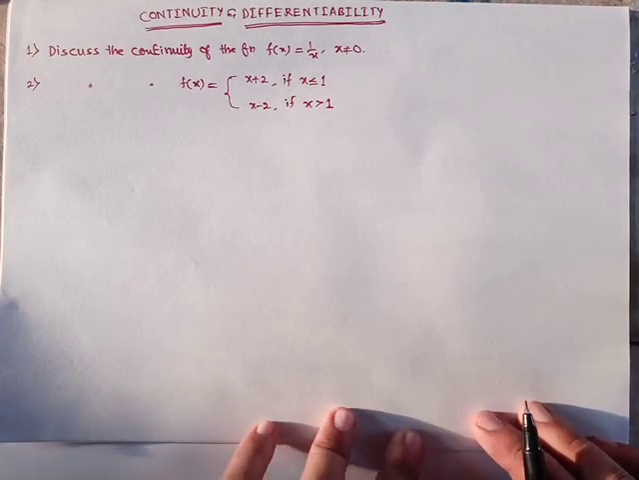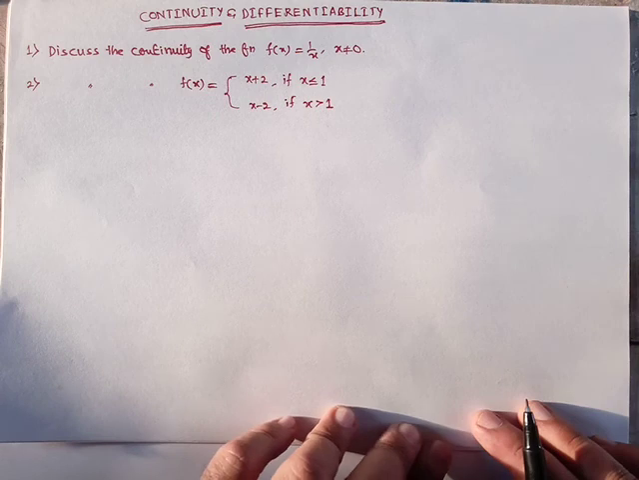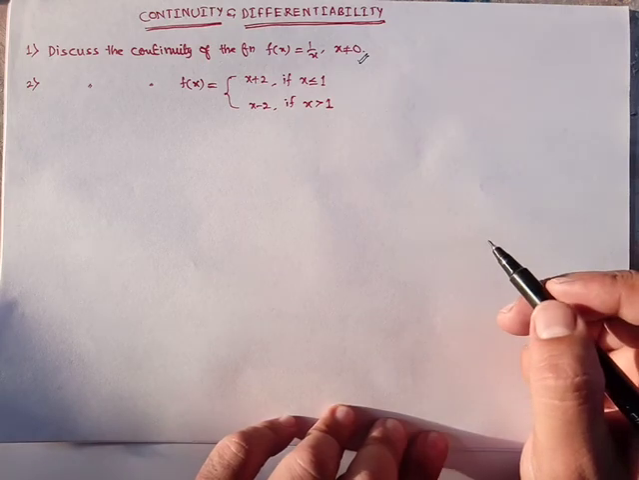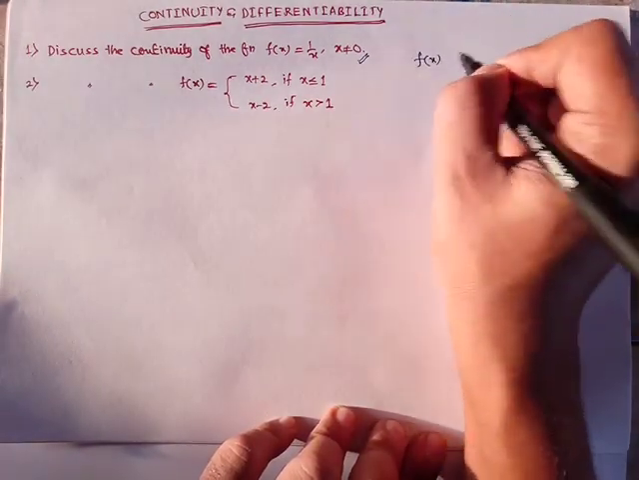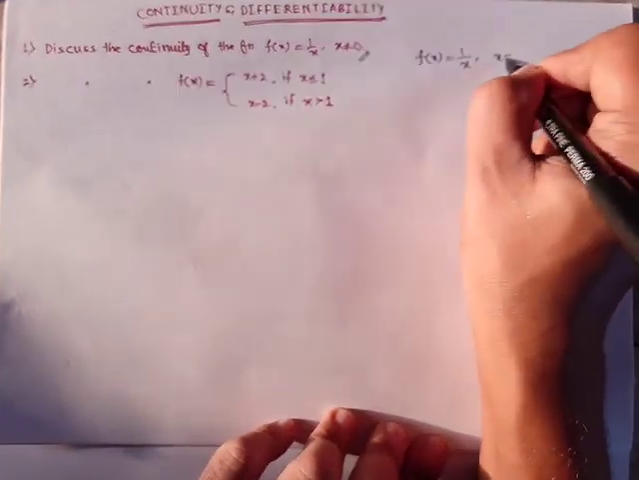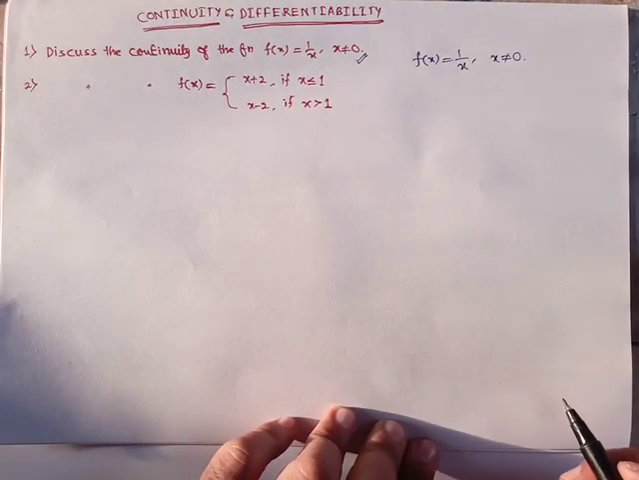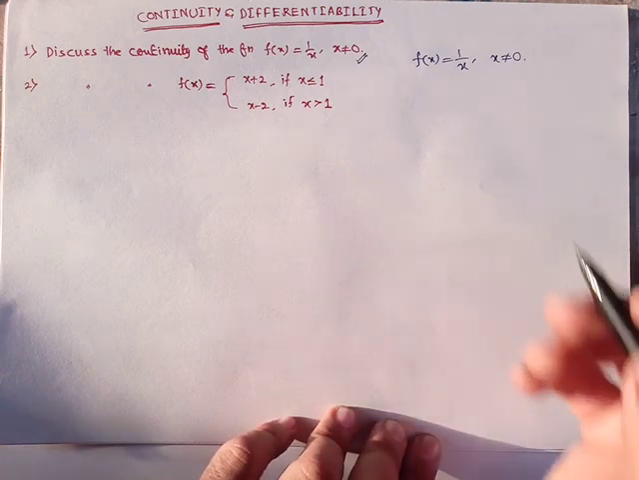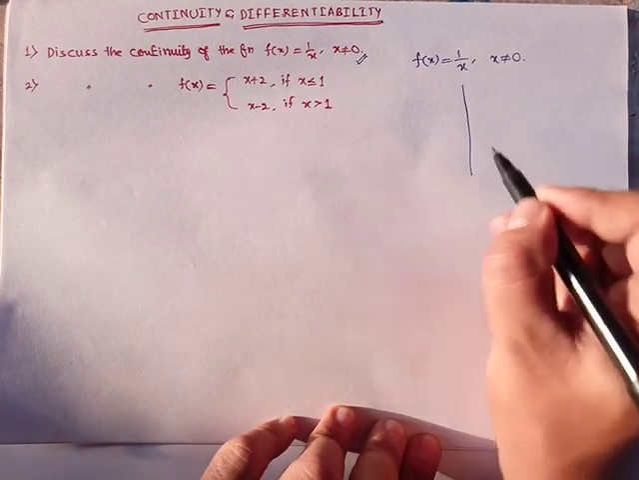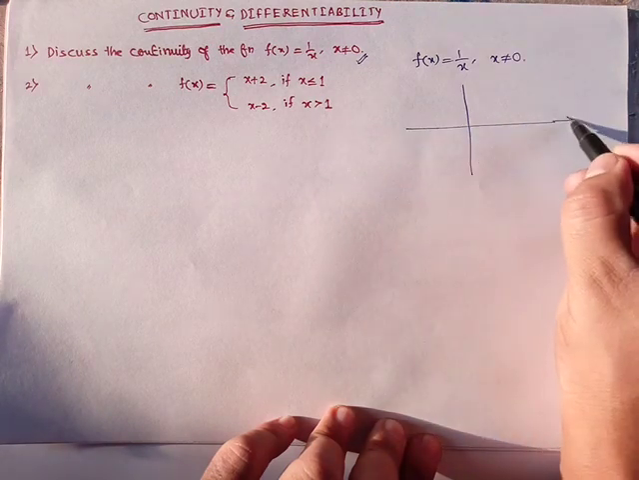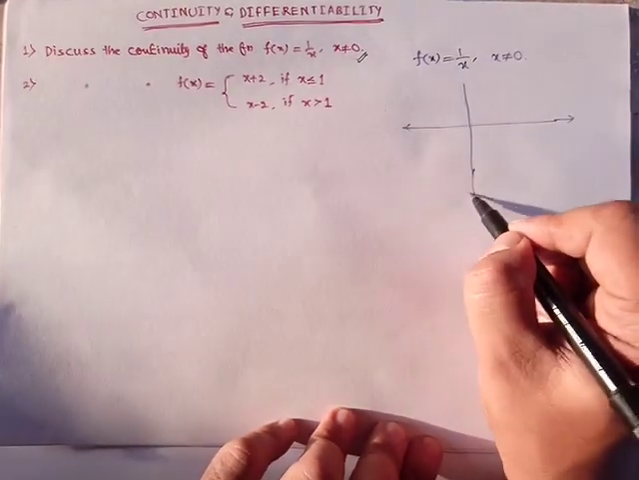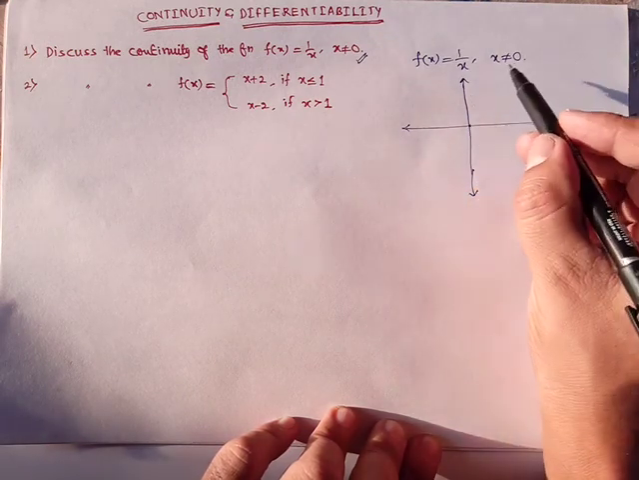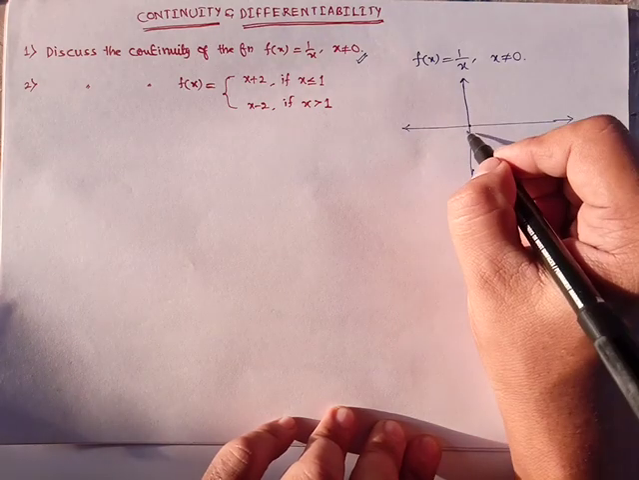Now the first question: discuss the continuity of the function f of x is equal to 1 by x, where x is not equal to 0. How will the function look in the graph? Not taking each and every value, I'm taking them directly. At x equals 0 it is not defined, so there is no need of considering it.